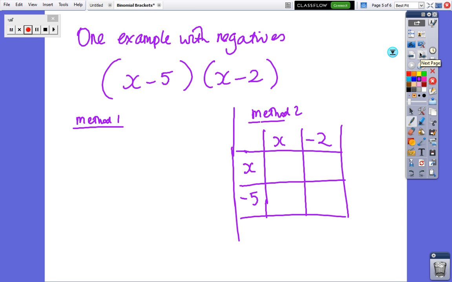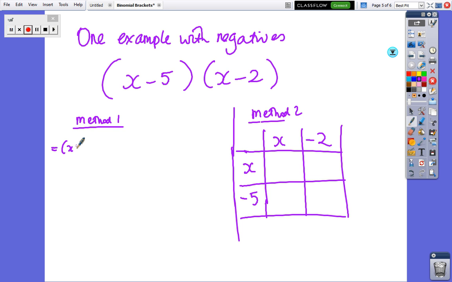Let's have a look with negatives. So this is the one that's going to cause the most grief. So method 1. Okay, so have a go yourself, and if you get it wrong, no big deal, but have a go, pause, and then when you're ready, come back and we'll do it both methods. Okay, so the line method.